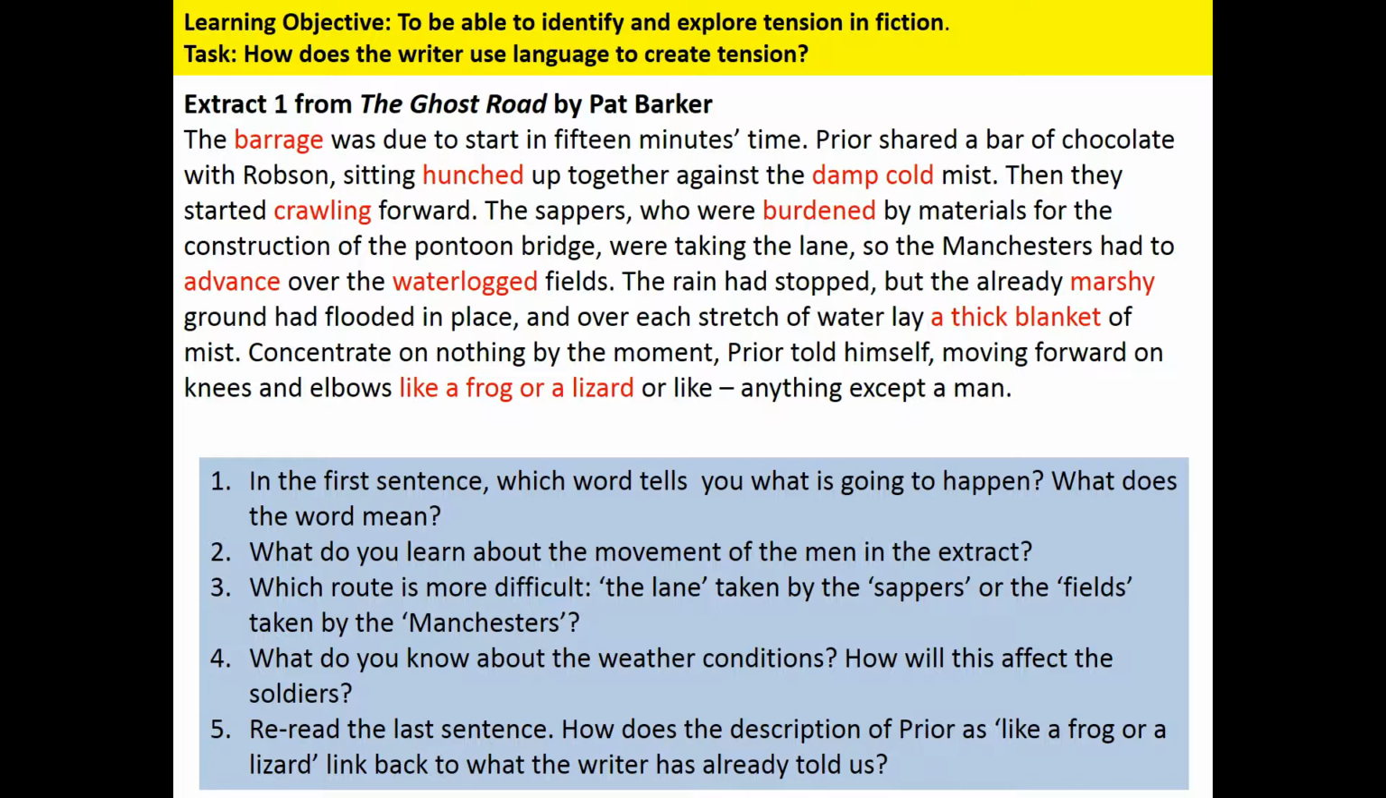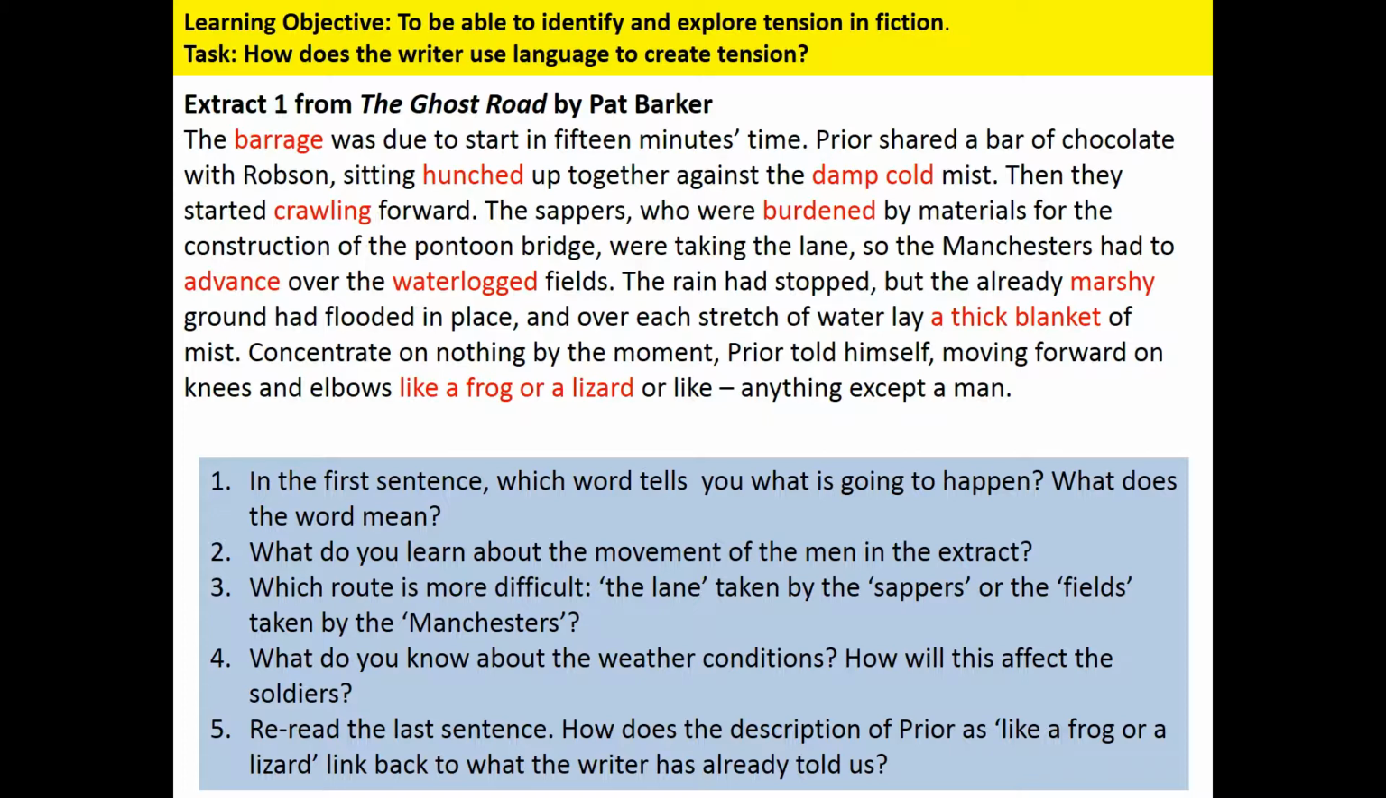What do you learn about the movement of the men in the extract? And we have a lot of verbs and adjectives that tell us the motion, how they were moving. So hunched describes the sitting position, but then we hear that they're crawling. So really moving in a slow way, a cautious way through the lane and the waterlogged fields.